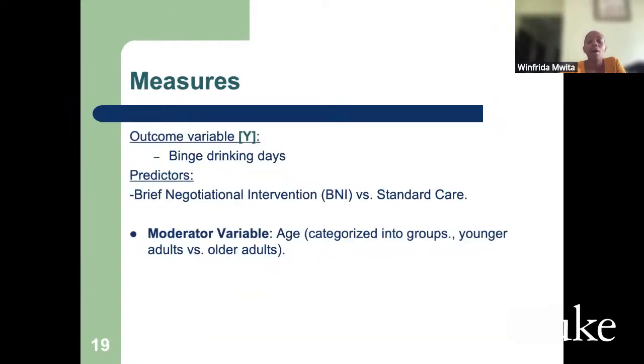So our outcome variable we can define as binge drinking days, and the predictor variable can be BNI compared to standard care, and the moderating variable is age. We can categorize it into two groups, younger and older, but you can also fit your moderating variable in different ways. It can be fit as a continuous variable. It can be fit as quadratic. It depends on your study objective.